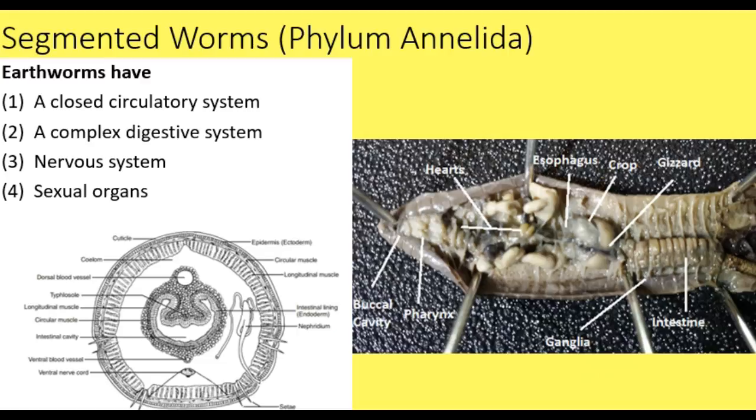So this is an example of a closed circulatory system. So remember that the blood is always contained in blood vessels in a closed circulatory system. Earthworms also have segmental vessels called hearts, and these are located along the esophagus, and they aid in the pumping of this blood.